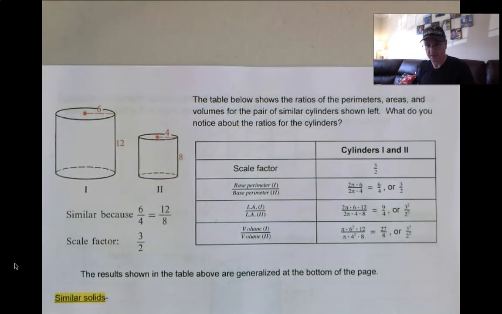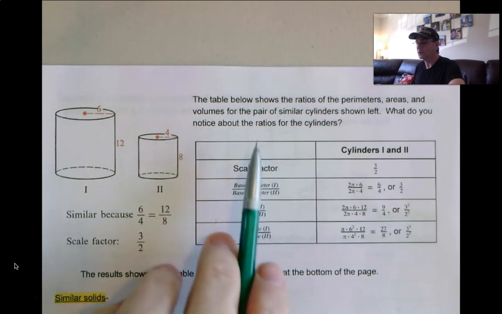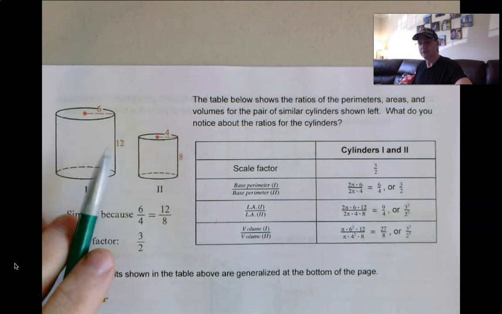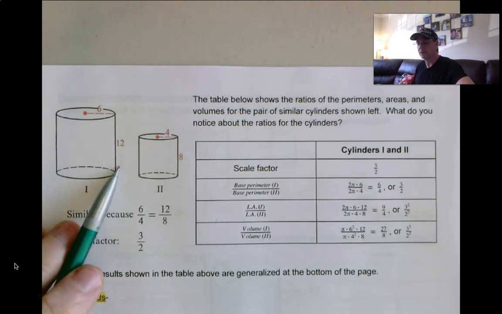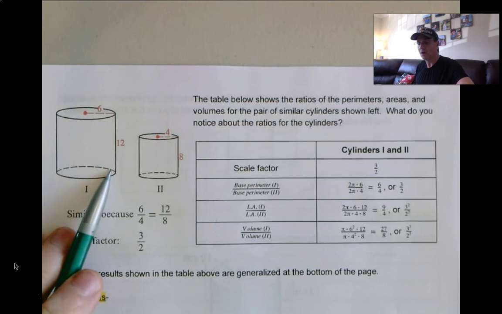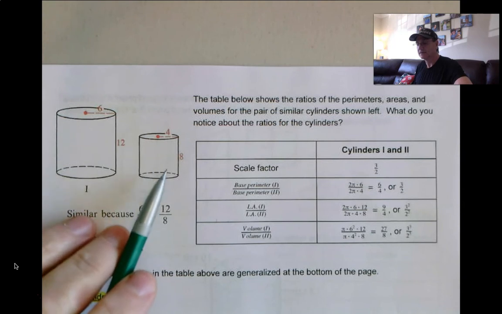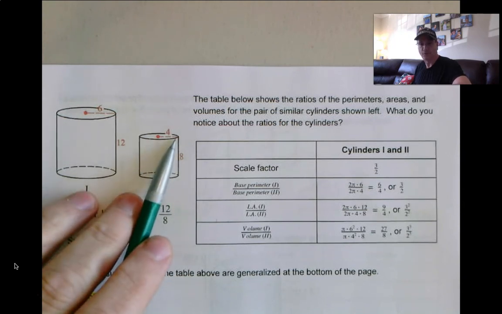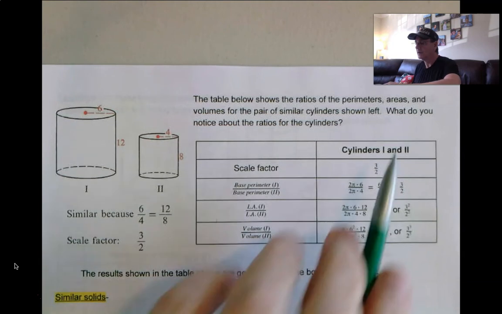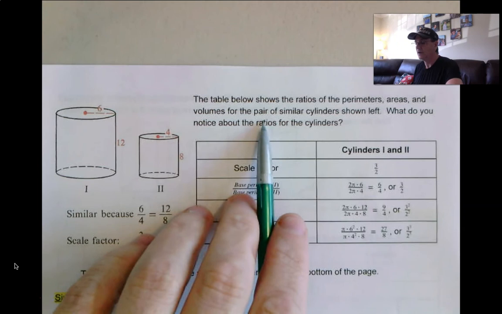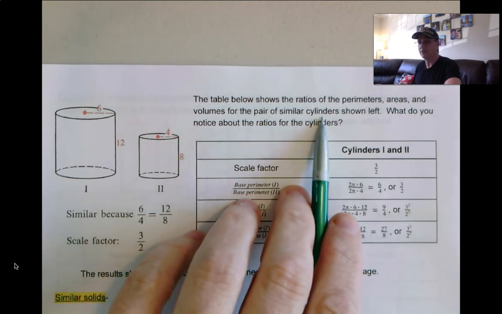Now, I don't usually go through these examples that are done for you, but I want to for this problem because it's going to lead us into a concept that I have at the bottom of the page here. So the table below shows the ratios of the perimeters and areas and volumes for a pair of similar cylinders shown at the left here. So we have a cylinder that's 12 tall. Cylinder 1 is 12 units tall and 6 units radius. Cylinder 2 is 8 units tall and 4 unit radius. Okay. Areas and volumes for the pair of similar cylinders. So I'm telling you they are similar.